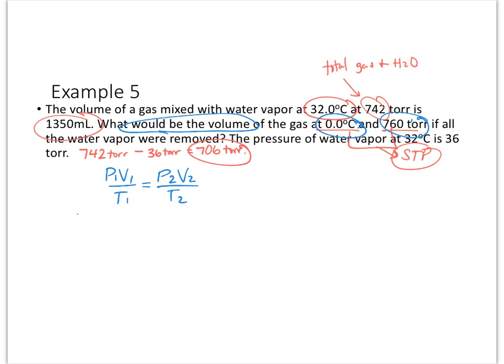So the initial pressure is going to be the pressure of just the gas with the water vapor removed. The initial volume is 1350. The initial temperature, 32 degrees Celsius, is 305 Kelvin. New pressure, 760 torr. New volume is my unknown, and new temperature is 0 degrees Celsius, which is 273 Kelvin. When you solve for V2, you get 1123 milliliters.